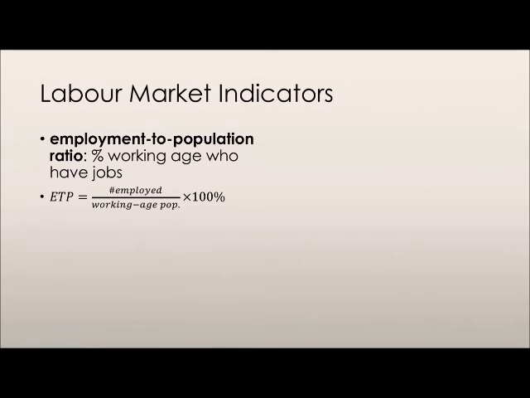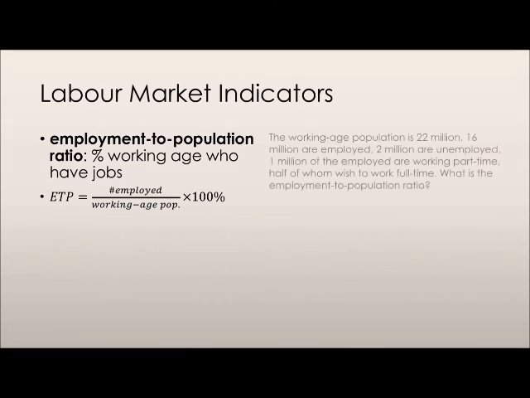Now, the next one that we're going to be looking at is the employment to population ratio. And this is simply the percentage of people working age who have jobs. And this is an indicator of the availability of the jobs and the ability to match skills of people to jobs. And this is simply calculated as the number of people employed divided by the working age population multiplied by 100.